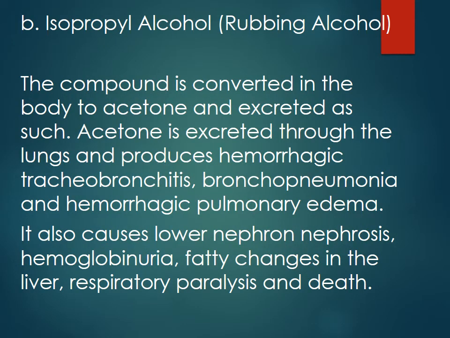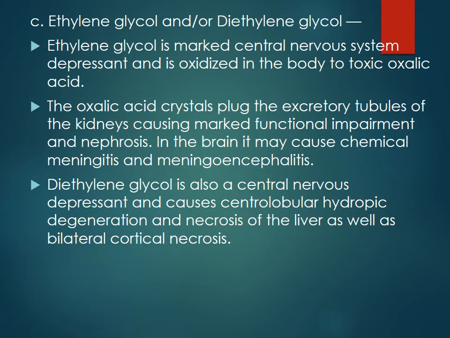Next is isopropyl alcohol or rubbing alcohol. The compound is converted in the body to acetone and excreted as such. Acetone is excreted through the lungs and produces hemorrhagic tracheobronchitis, bronchopneumonia, and hemorrhagic pulmonary edema. It also causes lower nephron nephrosis, hemoglobinuria, fatty changes in the liver, respiratory paralysis, and eventually death.